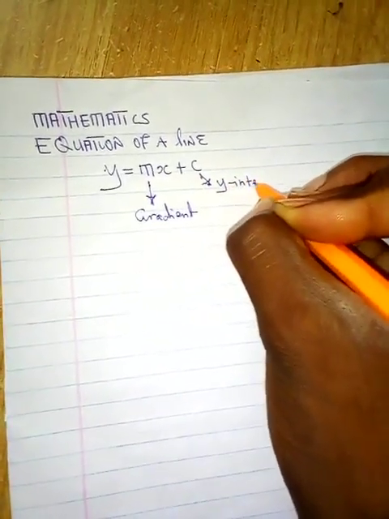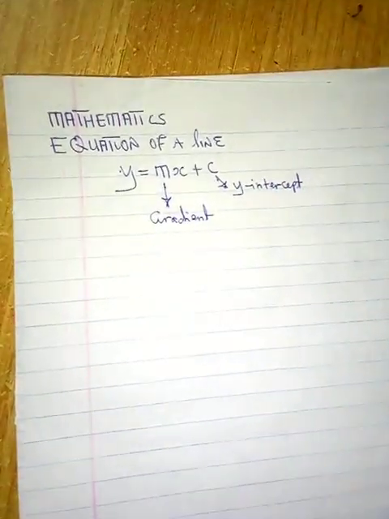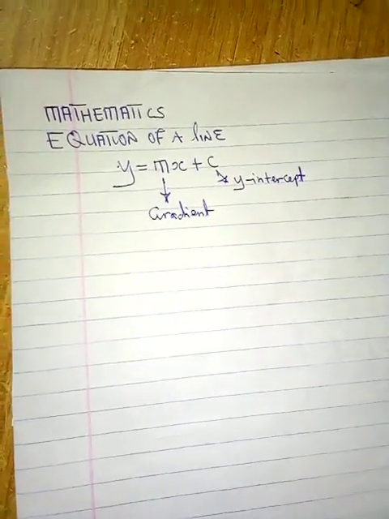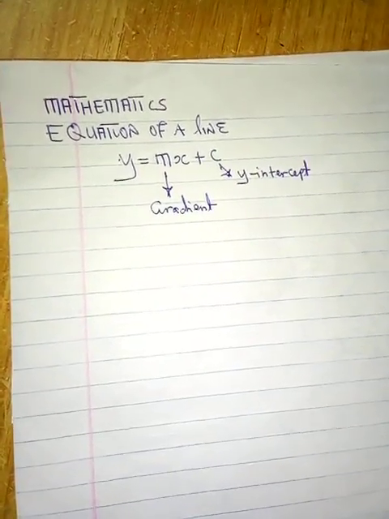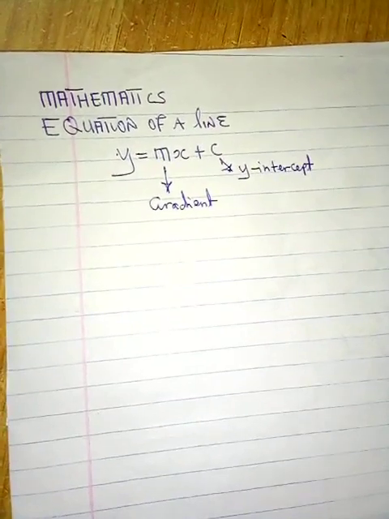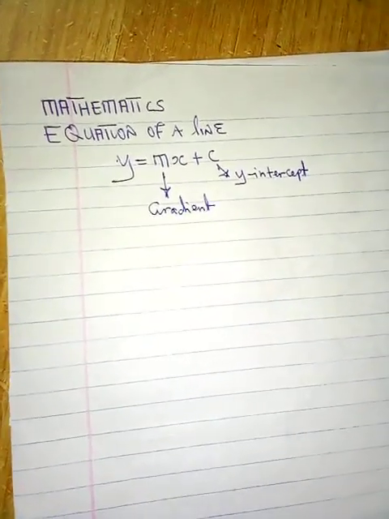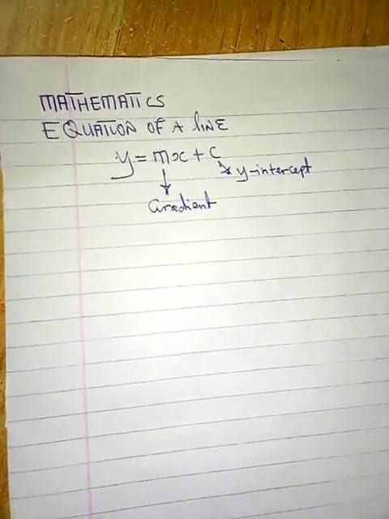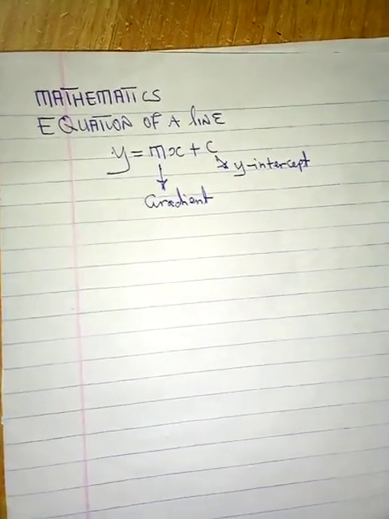It's a constant value, the y-intercept. It is a number which shows us where the line is actually cutting the y-axis or meeting up with the y-axis. The word intercept means to meet or to cut. So it's just a value which shows where the line is passing through the y-axis. If it is passing through at 7, then the c value is going to be 7. If it is passing through the y-axis at 3, then the c value is going to be 3.